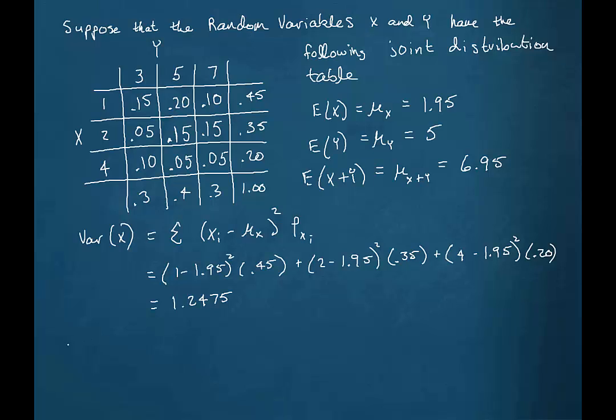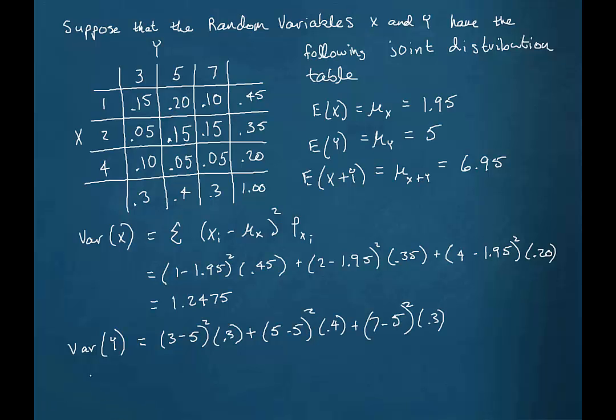Now let's do the same thing for the variable y. So the variance of y will be 3 minus its mean, 5 squared, times 0.3 plus and so on, and this variance turns out to be 2.4.